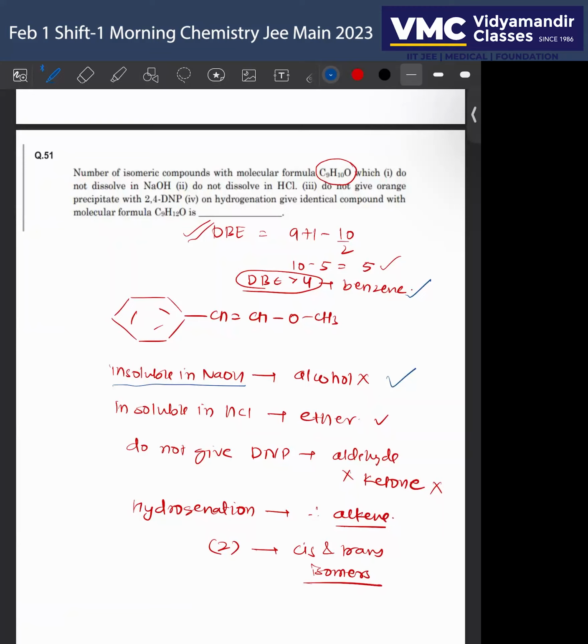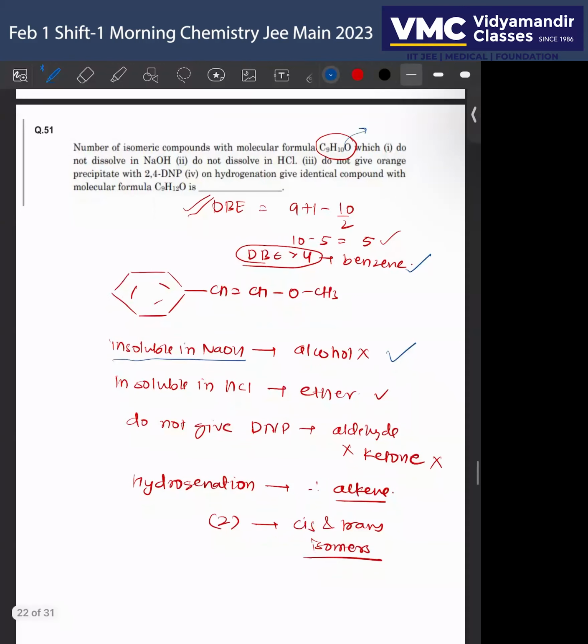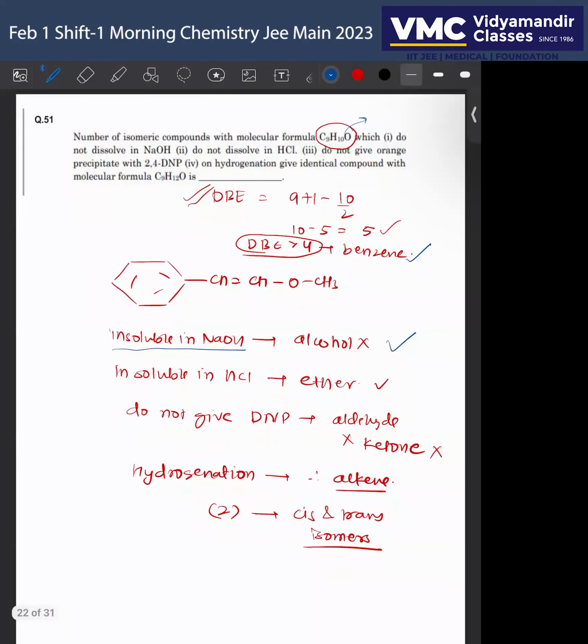Next, it is also insoluble in HCl, and hence it becomes an ether combination. Therefore, this oxygen could probably be an ether. Further, it is said that it does not give an orange precipitate with 2,4-DNP, and hence the probability of aldehyde and ketone is neglected here because it does not show a reaction with 2,4-DNP. Therefore, aldehyde and ketone are not present.